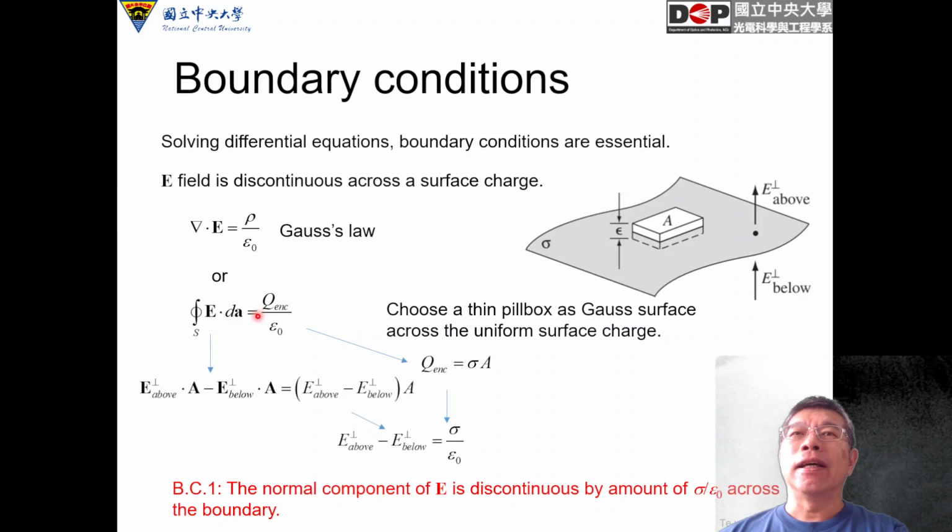With that, we have the left hand side. But on the right hand side, how much is the charge enclosed? The enclosed charge is the surface charge density times the area of this surface. So that gives us the first boundary condition: the normal component of the electric field is discontinuous by the amount of surface charge divided by epsilon across the boundary. That's it.